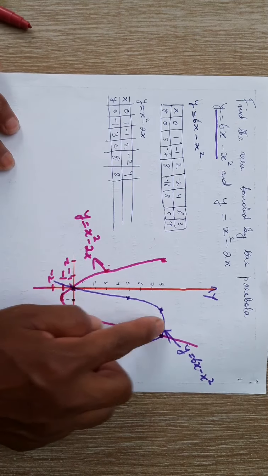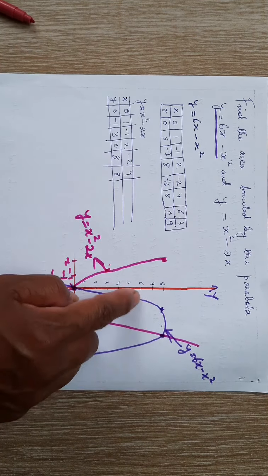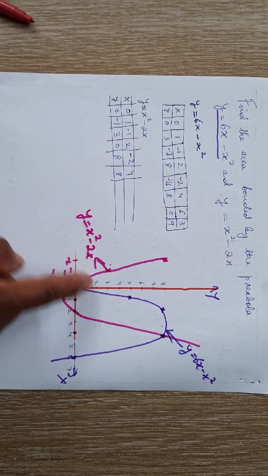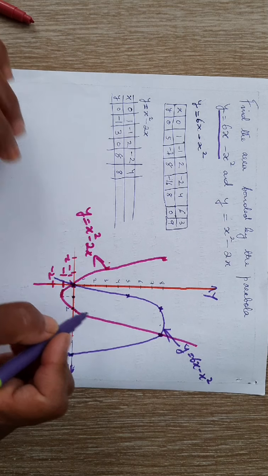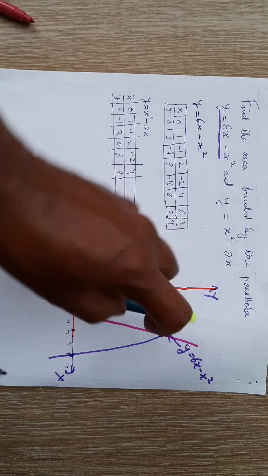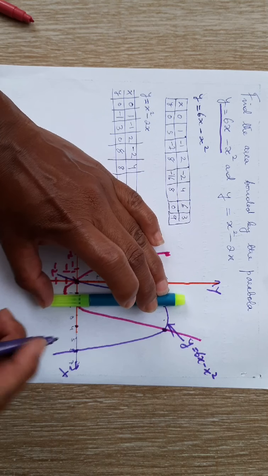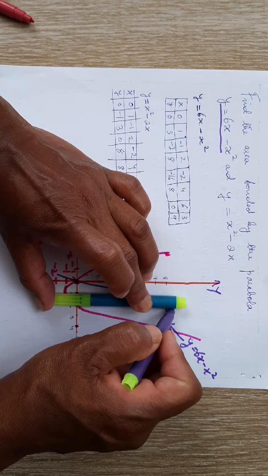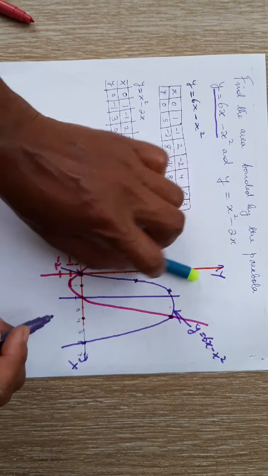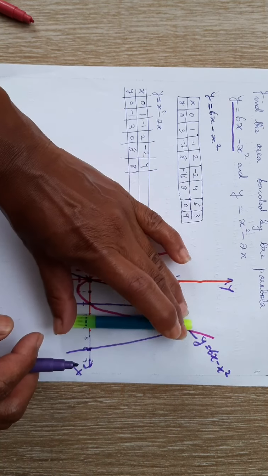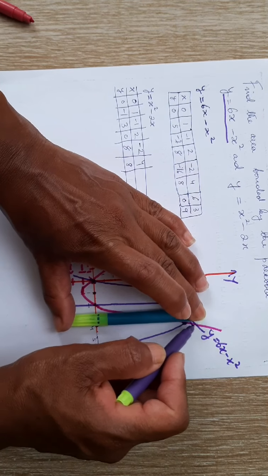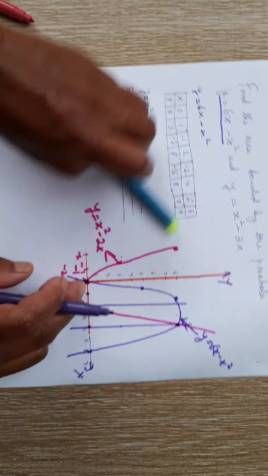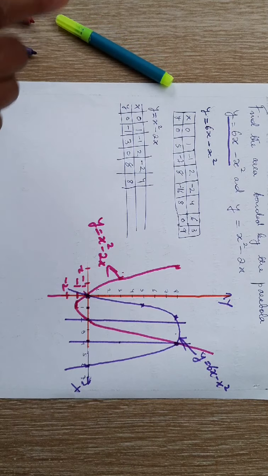So that means I need to find this area here bounded by the parabolas y is equal to 6x minus x square and y is equal to x square minus 2x. So this will be the shaded region. So what you need to do now, through x is equal to 2, you draw a line which passes through x is equal to 2 and is parallel to the y-axis. It is this line. And through x is equal to 4 also, which is the point of intersection of these two curves here, you draw another line which is parallel to the y-axis.